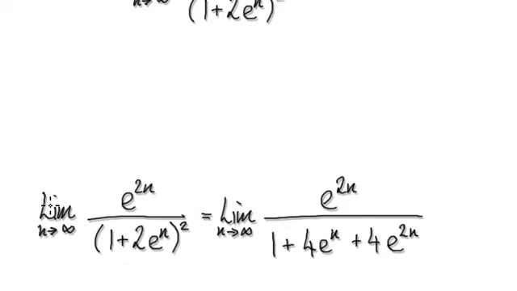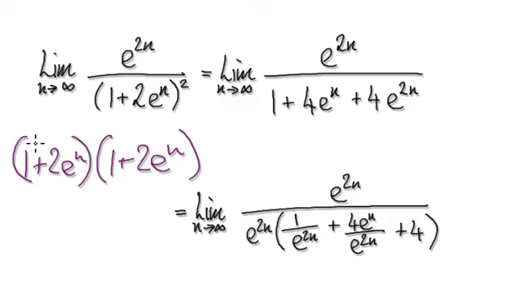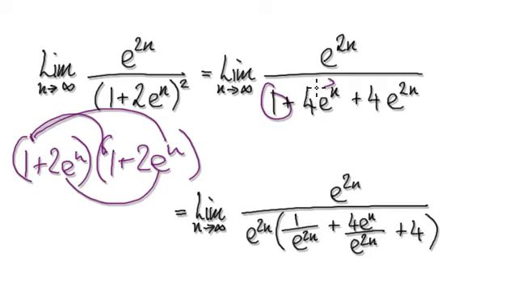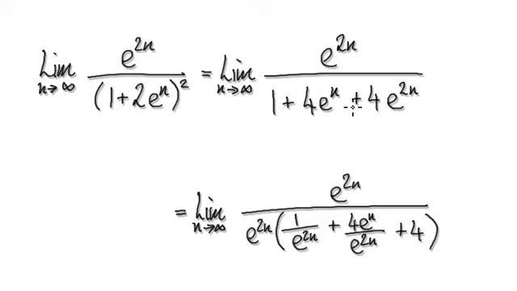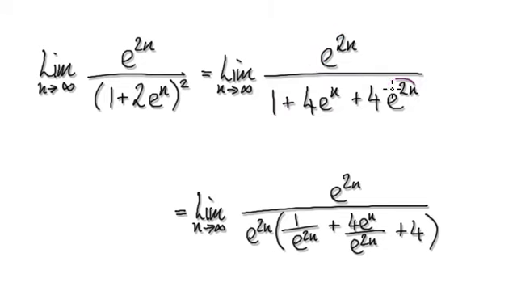Okay, so to do this, let's just multiply out the brackets here. So it would be this, 1 plus 2e^n, and then just times it by itself. So this times this will give you this, and then this times this will give you this, and then this times this will then give you this. Now looking at this, e to the power of 2n, factor out e to the power of 2n.